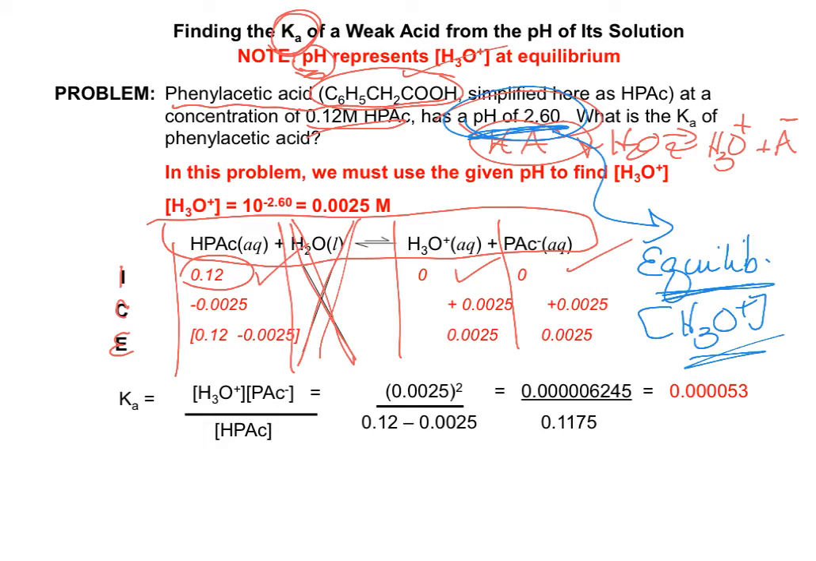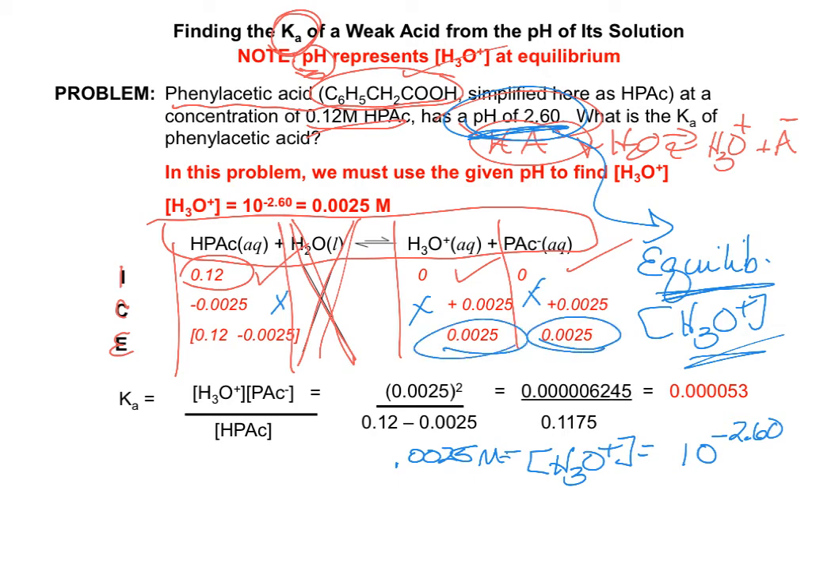So that means we don't have to use X in our ICE table. I mean, you can if you want and eventually get the right answer, it's just a bit more work. But instead, what we can do is directly calculate the concentration of hydronium ion from the given pH. Okay, 10 to the minus 2.60. If you put that in your calculator, it gives you 0.0025 molar. So that is the equilibrium concentration of the hydronium ion.